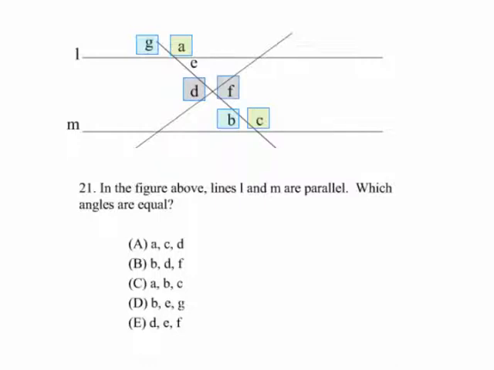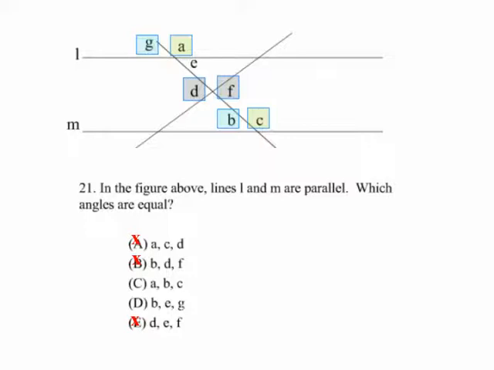Now we want to know which three angles are equal. Well, frankly, we have a little bit of a shortcut here. We know that D and F are equal, but they don't necessarily equal anything else. So we can eliminate answer choices that have D or F in them, which means we can get rid of A, we can get rid of B, we can get rid of E. That leaves us with C and D.